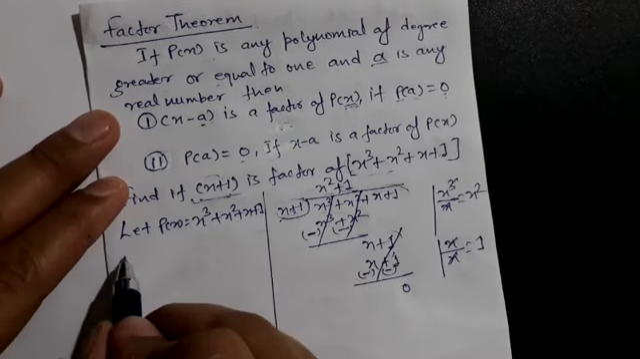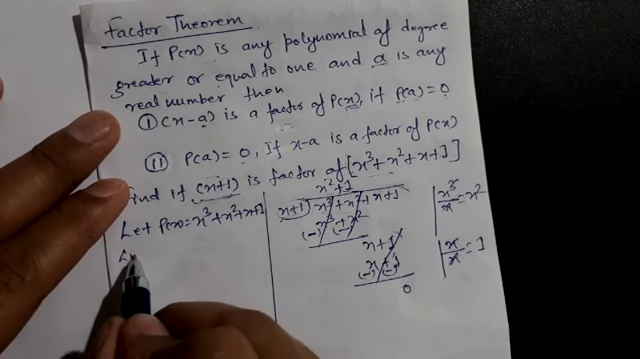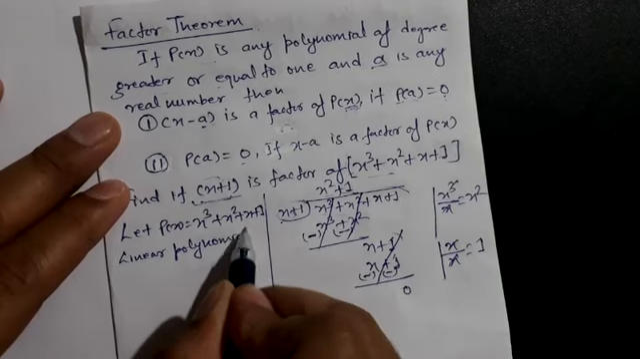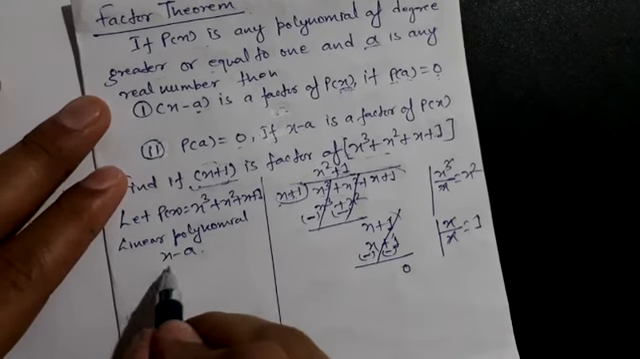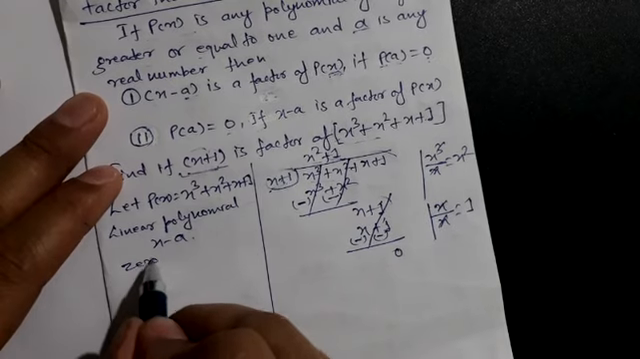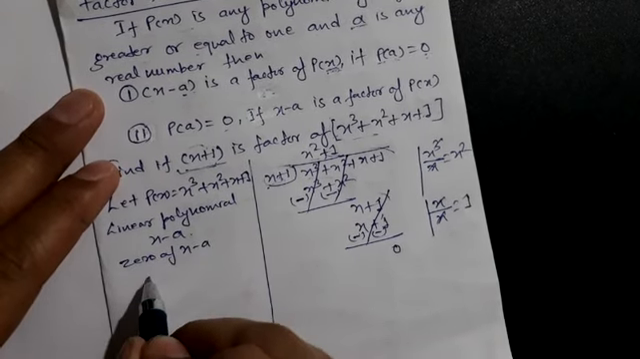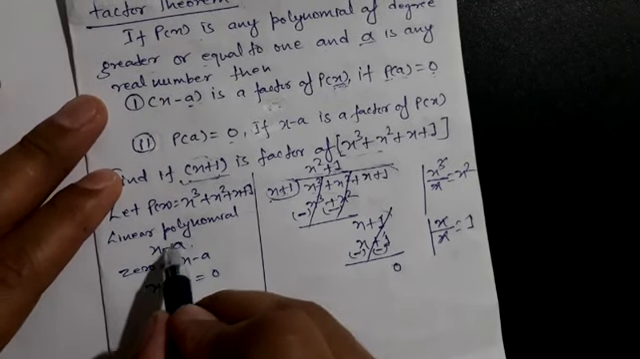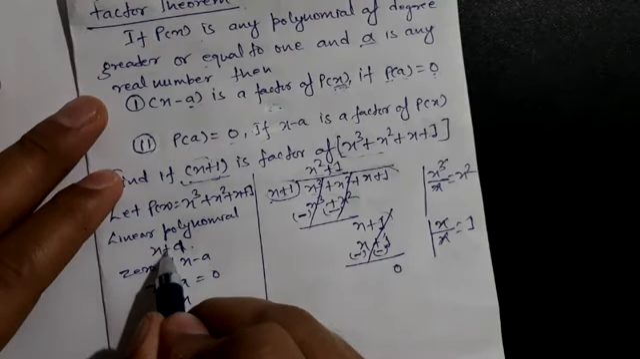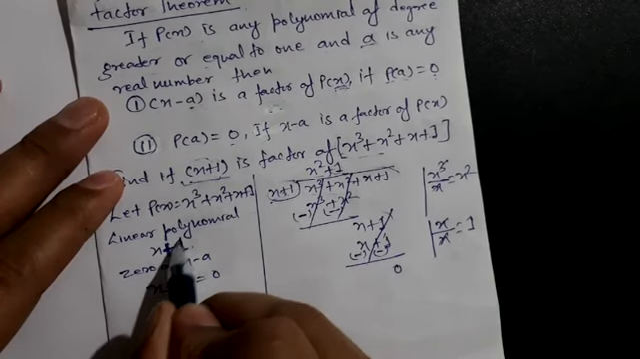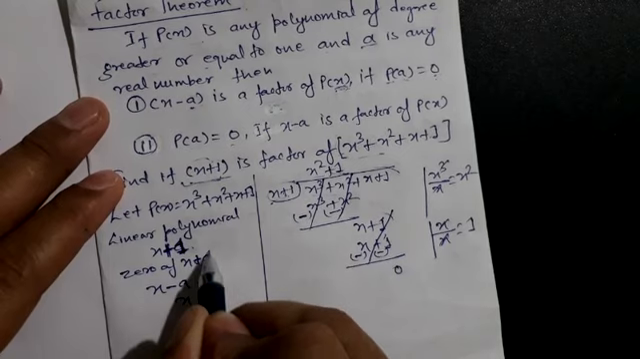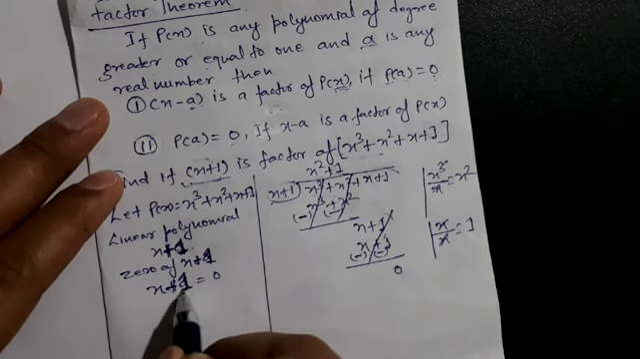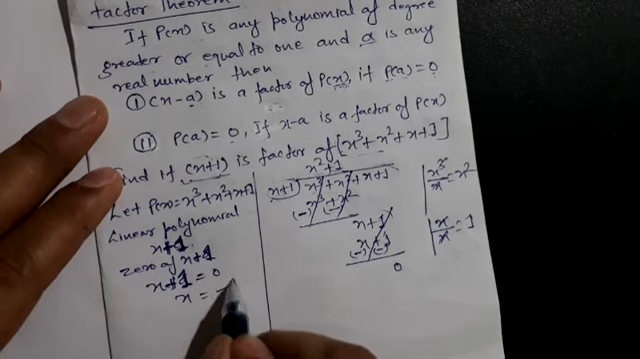And we have a linear polynomial x minus a. We have to find its 0. So to find the 0 of x minus a, x minus a is equal to 0. But here the linear polynomial is x plus 1. So from here, x plus 1 is equal to 0, x is equal to minus 1.